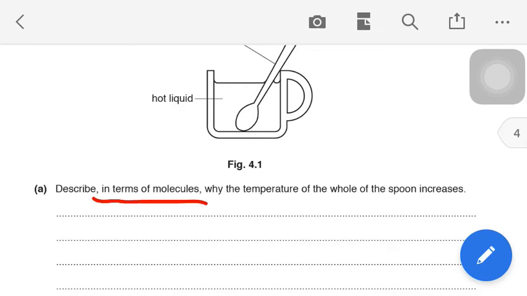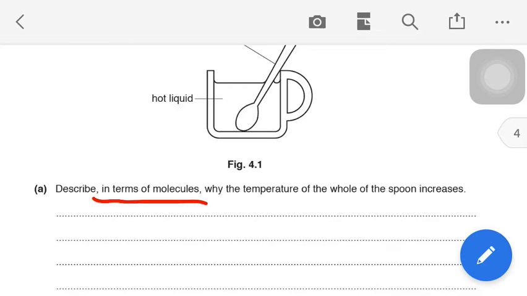Okay, so be careful about the keywords in the question. You might have the concept, you might have the whole picture, but if you don't phrase it in the direction that they are intending you or directing you, then you might not get the full marks.